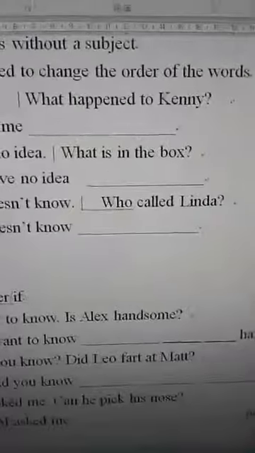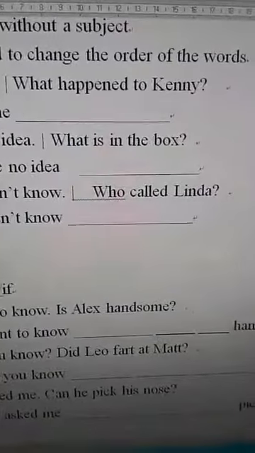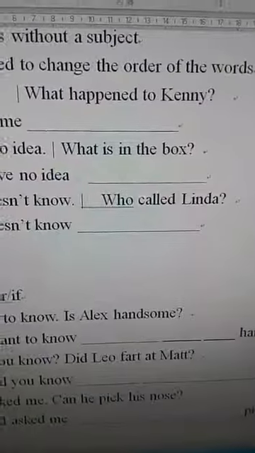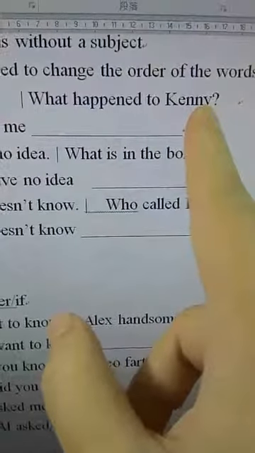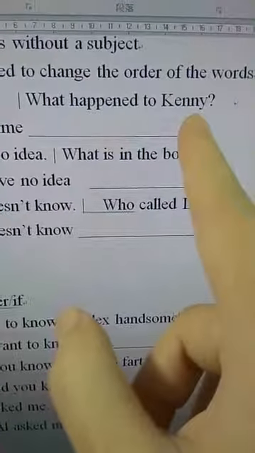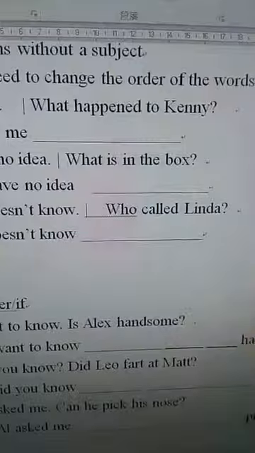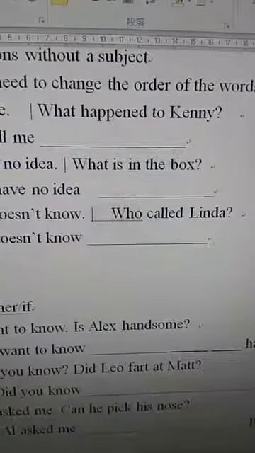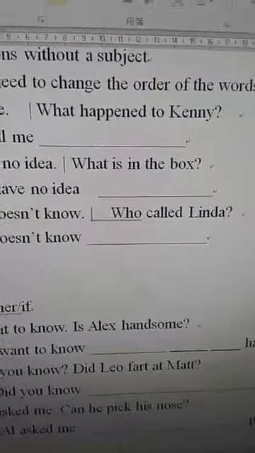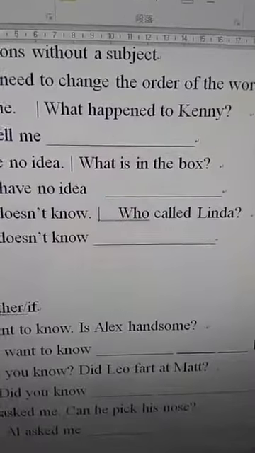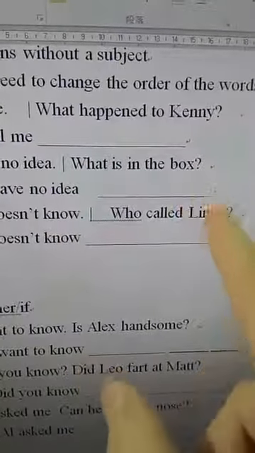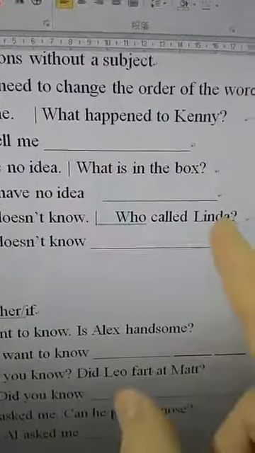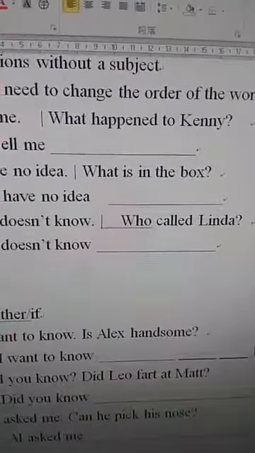And some people may ask me, Richard sir, how to distinguish whether this is a subject or an object? Sir Richard, I don't know how to tell them. I don't know how to distinguish them. Can you tell me one tip to distinguish whether they are subjects or objects? Then I'll tell you a tip.